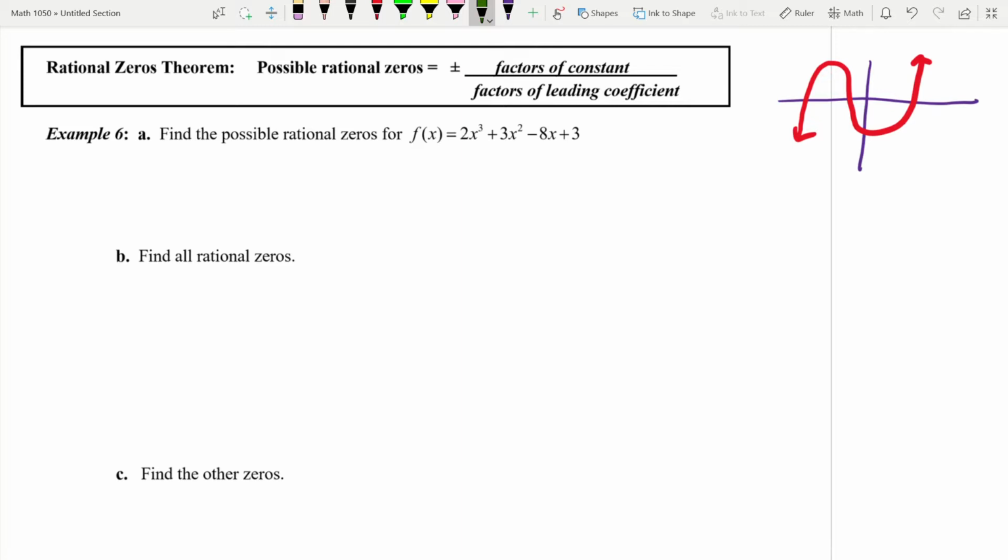Zeros, roots, solutions. What's the other one we wrote? X-intercepts. So where are my solutions? They are here and here and here.